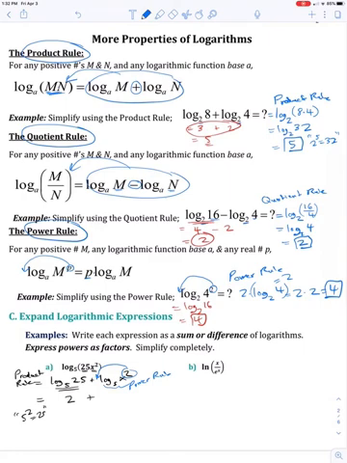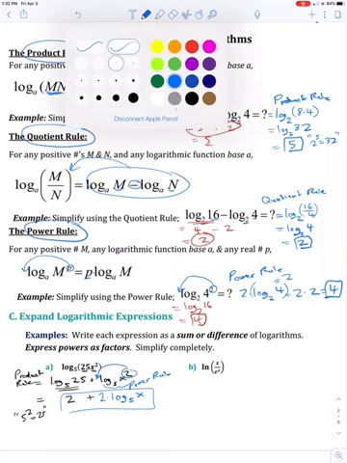So the product rule created my sum. And now I'm going to use the power rule. That's 2 times log base 5 of x. So simplifying down, we've created a sum and, of course, a product within the sum using the power rule. So the product rule allows us to create a sum of logarithms, right? And then we were able to break that down a little bit with the power rule. But that's all the properties we can apply.